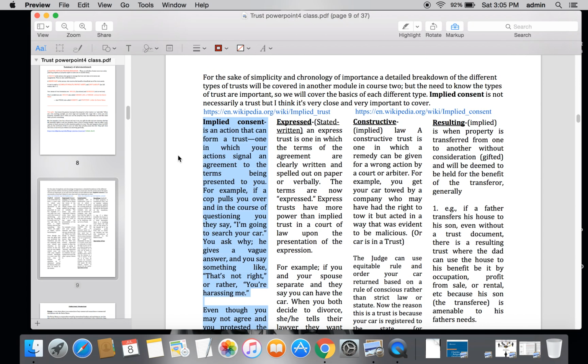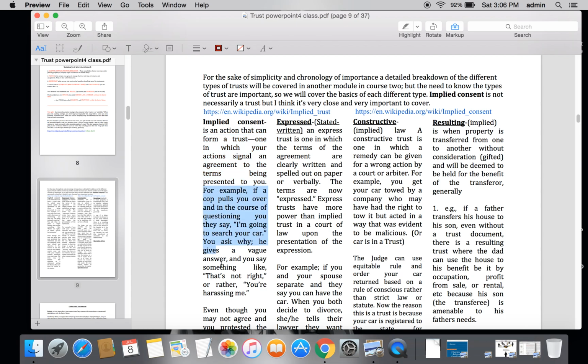Implied consent is an action that can form a trust. Now, I say trust because although trust law will not directly delineate implied trust as implied consent, they are one and the same, because what happens is an agreement is formed. That is a trust. And the other person with whom that agreement is formed, whether you want them to or not, whether you perceive it or not, they then have a certain usage of your property. Remember, we said these implied trusts can happen without your perception. Let's see how. Implied consent is an action that can form a trust, one in which your actions signal an agreement to the terms being presented to you.